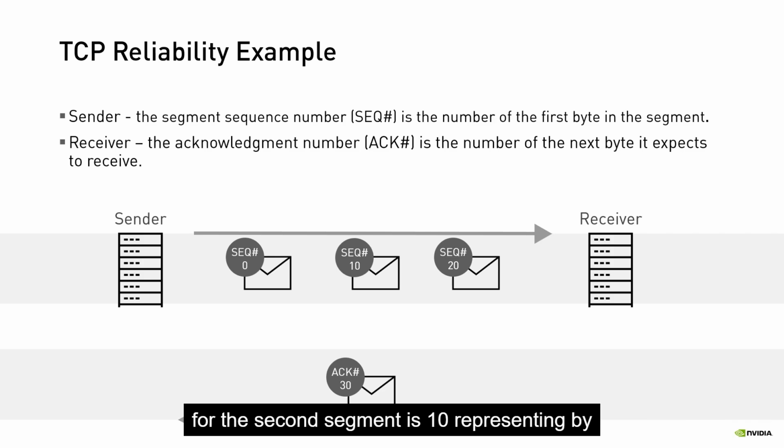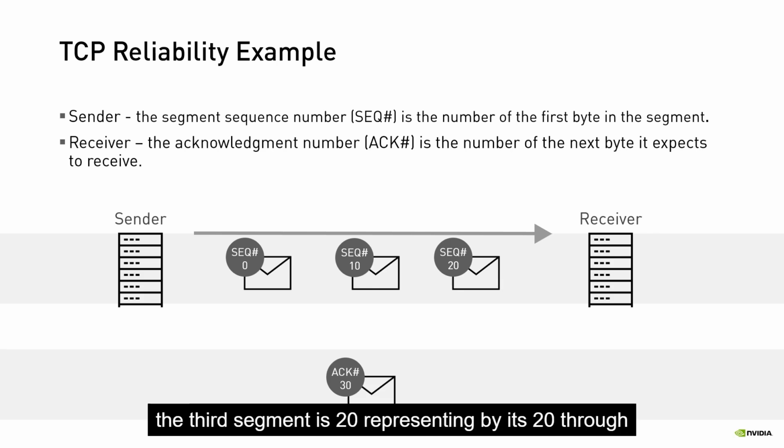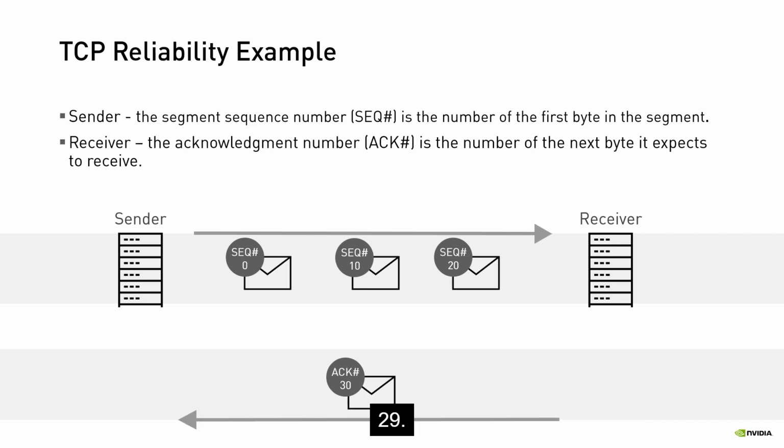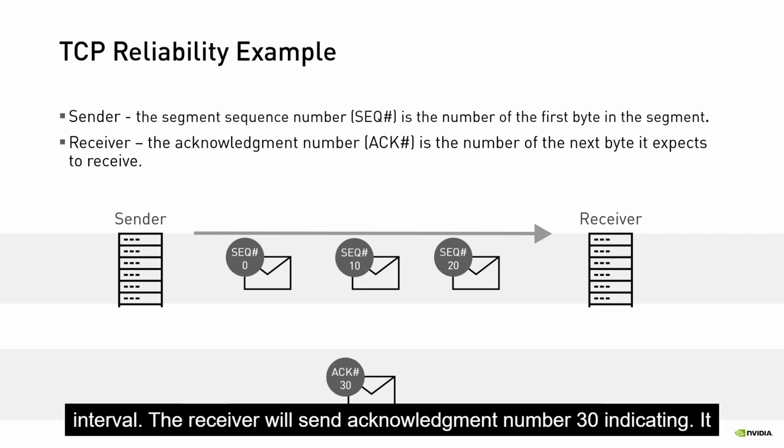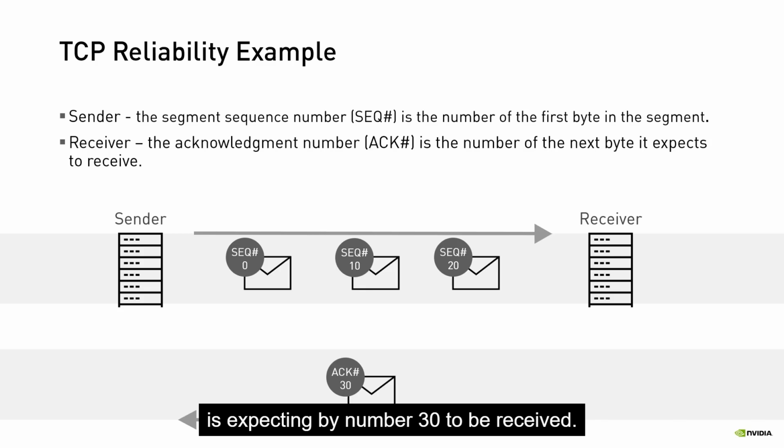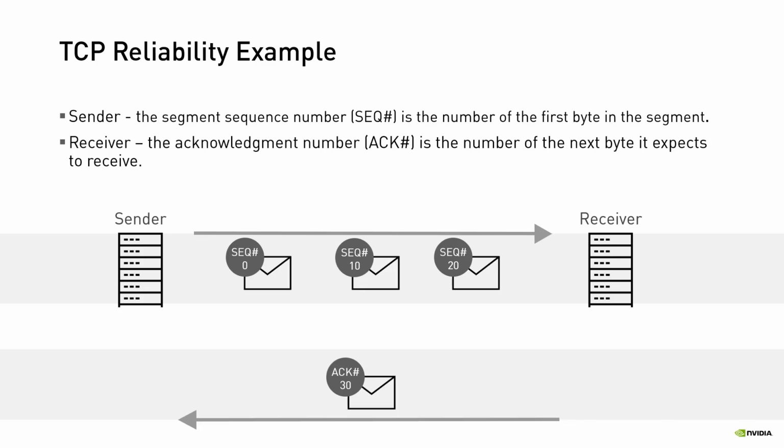The sequence number for the second segment is 10, representing bytes 10 through 19, and the sequence number for the third segment is 20, representing bytes 20 through 29. If the first 3 segments, or 30 bytes, numbered 0 to 29, were correctly received in a defined interval, the receiver will send acknowledgement number 30, indicating it is expecting byte number 30 to be received.